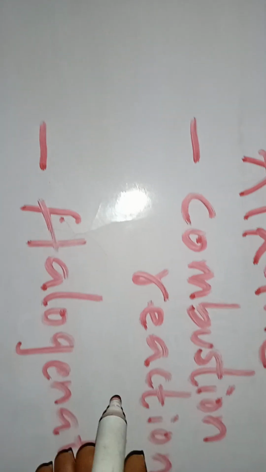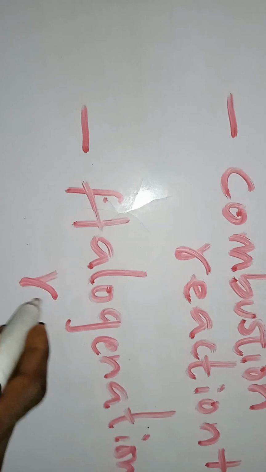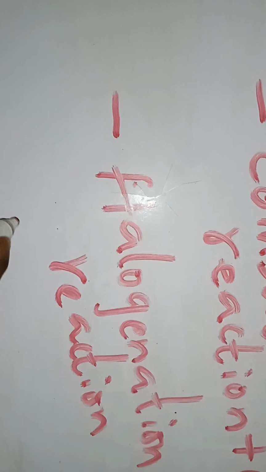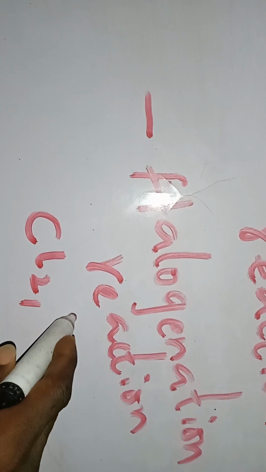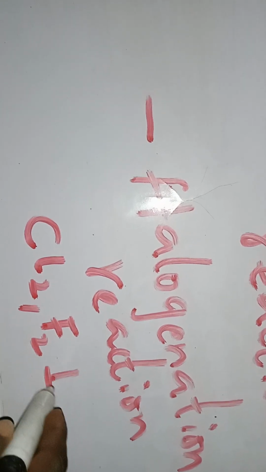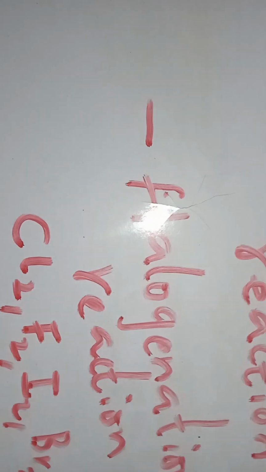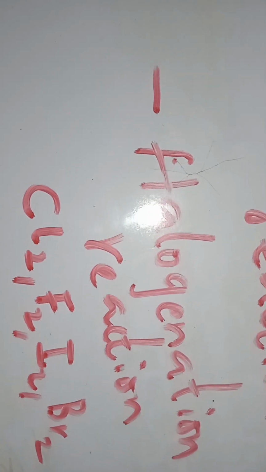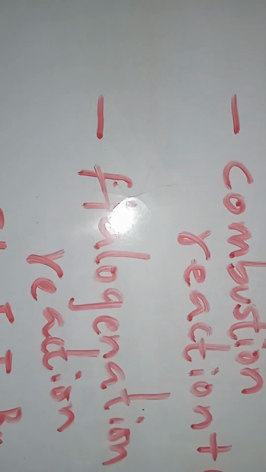So this combustion reaction means addition of oxygen. Halogenation reaction means addition of halogens. Halogens are elements that fall under group 7, like chlorine, fluorine, iodine, bromine. Those types of reaction, you know that they have the same reactivity because they are on the same group. So they always exist as diatomic molecules. So alkanes undergo these two major types of reaction: combustion reaction and halogenation reaction.